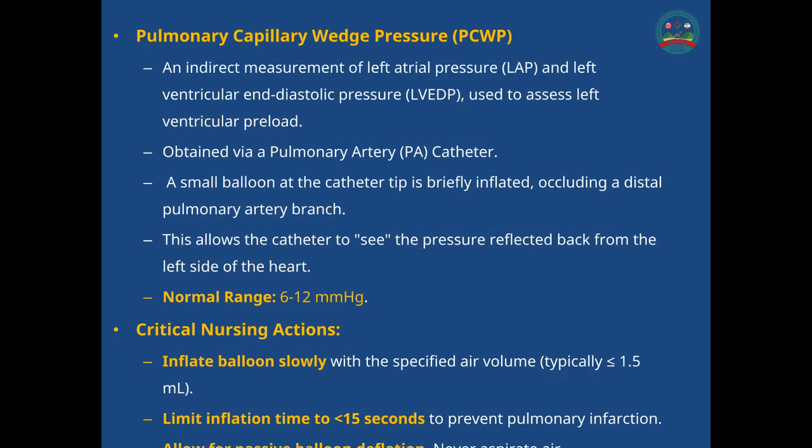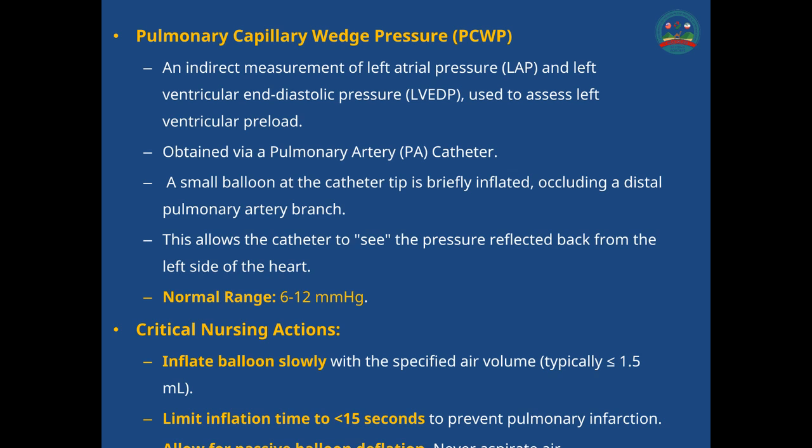PCWP is an indirect measurement of left atrial pressure and left ventricular end diastolic pressure. In other words, it helps us estimate left ventricular preload, which is something CVP cannot tell us. PCWP is obtained through a pulmonary artery catheter. A small balloon at the catheter tip is inflated briefly, occluding a small branch of the pulmonary artery. When the balloon is inflated, the catheter sees the pressure coming from the left side of the heart. The normal PCWP range is 6 to 12 millimeters of mercury.